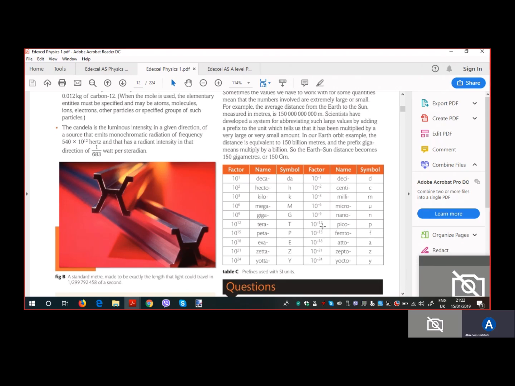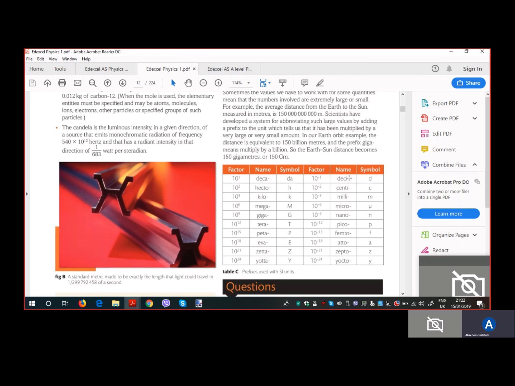Can you see that? Pico, Femto, Atto, Zepto, Yocto. And also after Tera you see Peta, Exa, Zetta, Yotta. And there are some more: Deca, Hecto, Kilo, Mega. Also you can call this centi.